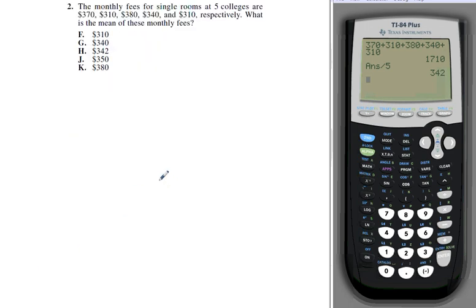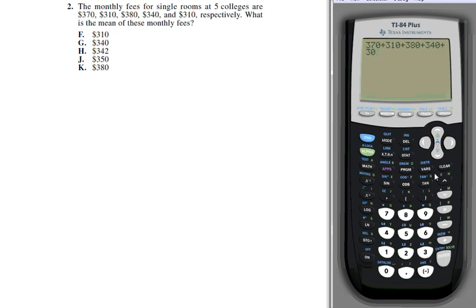Number 2, the monthly fees for single rooms at 5 colleges are $370, $310, $380, $340, and $310, respectively. What is the mean of these monthly fees? All right, so it's asking for mean. I know mean means add them all up and divide by the total number. That's the quickest way to do it. And so since I have these numbers, I'm going to use my calculator. So we've got 370 plus 310 plus 380 plus 340 plus 310 again.